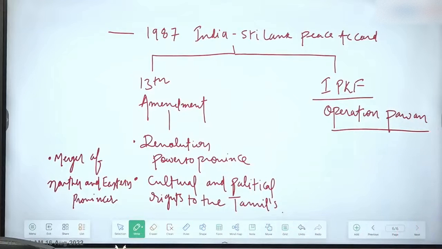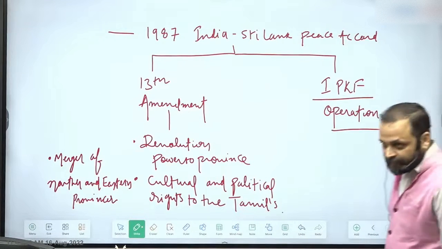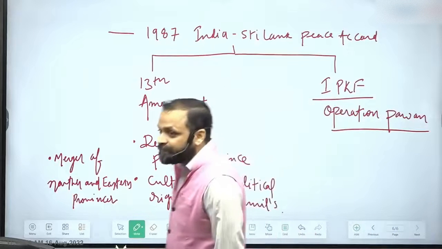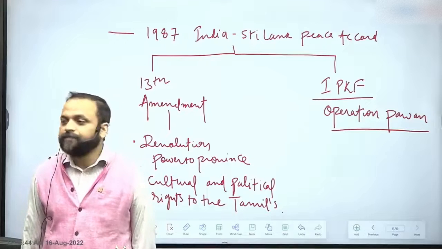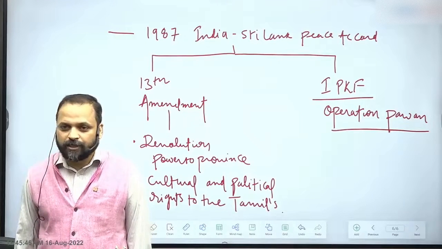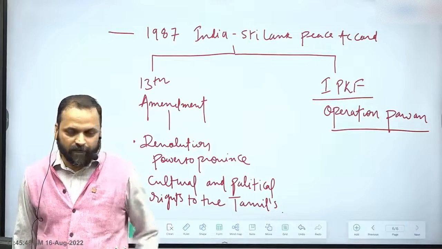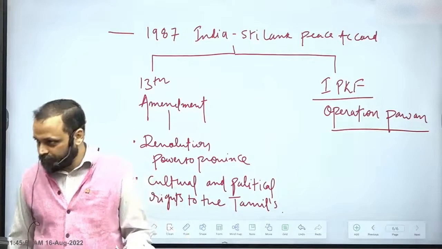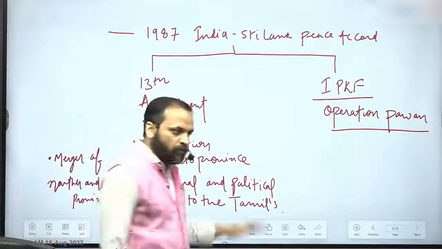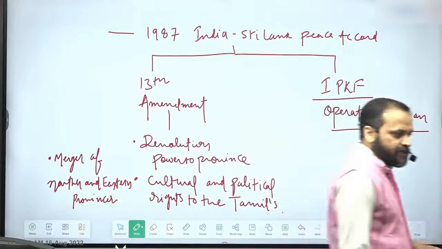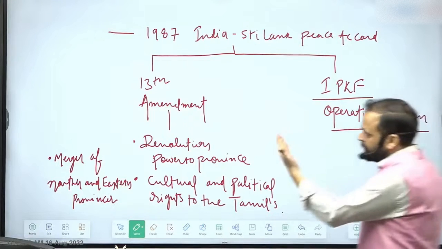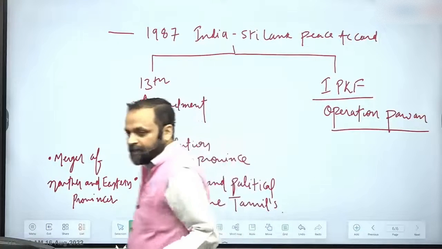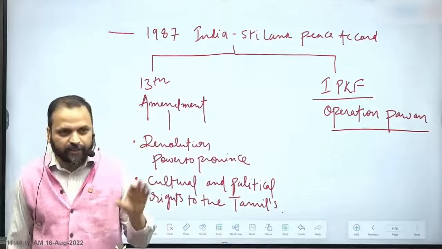Like Kejriwal ji keeps demanding, what is he demanding? Police, land should be devolved. So that is the solution India is suggesting, the 13th Amendment: devolution of powers to provinces, provision for cultural and political rights of the Tamils in the constitution, merger of northern and eastern provinces in Sri Lanka. That is something India supports.